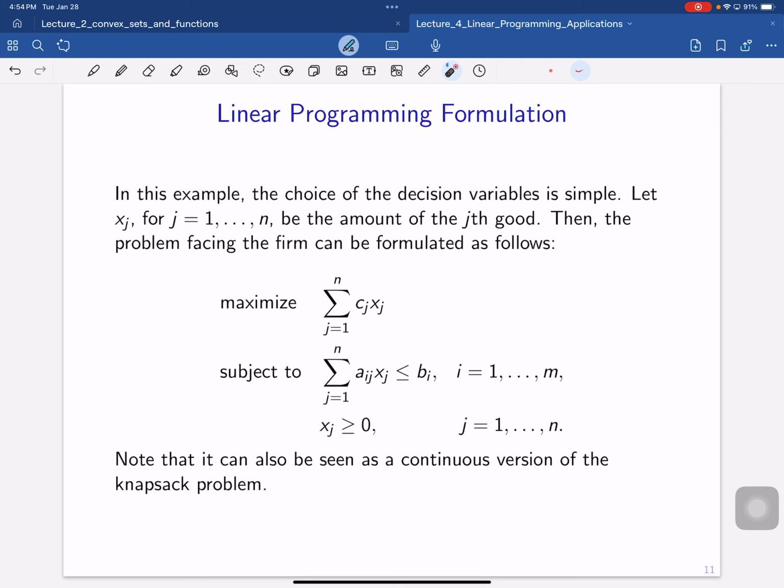Okay. So if you remember, this problem is very similar to the knapsack problem we talked about before. Right? The only difference is that in the knapsack problem, xj's are binary variables. Whether you put this item into your knapsack or not, right? And your knapsack has a capacity. So here is a continuous version of the knapsack problem. Right? That's why you can formulate it as a linear program. But if you force xj to be binary, this is exactly the same thing as the knapsack problem. Okay.